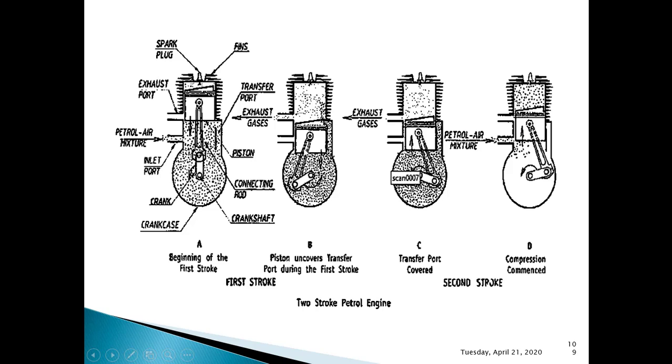You can see that was shown here. So this is half of the descending stroke. The next half of the descending stroke is here, and it has almost covered this inlet port, where the entry of air fuel mixture has been stopped. So that is how the air fuel mixture enters this crankcase.